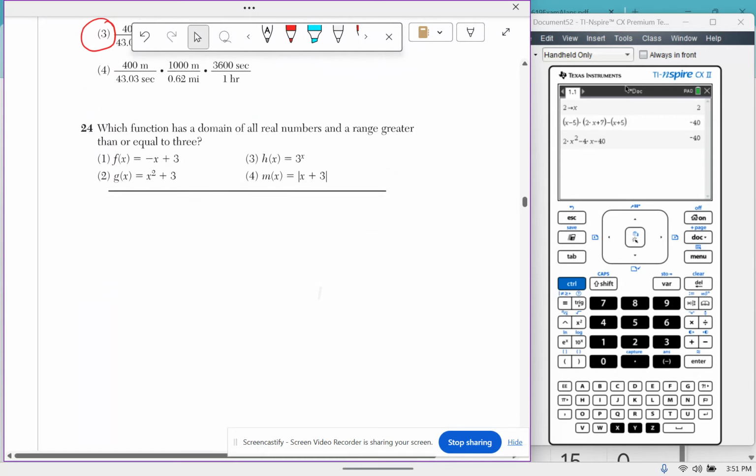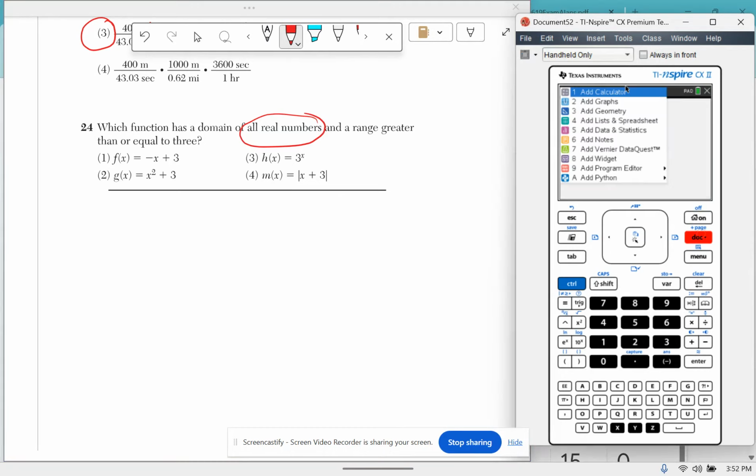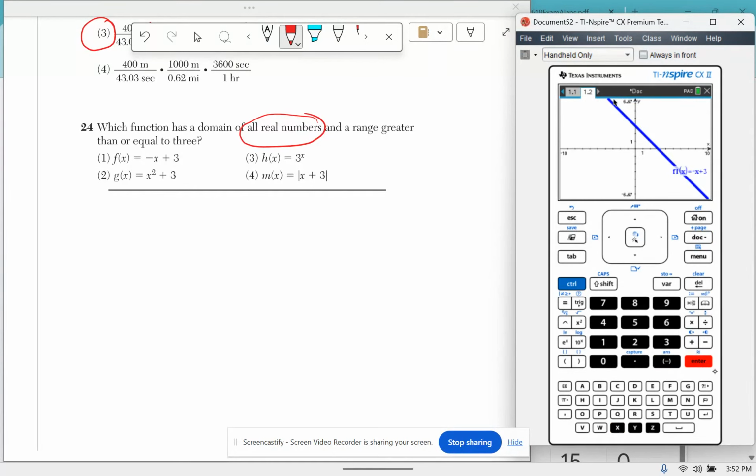24. Which function has a domain of all real numbers, meaning the graph has no start or stop, and a range greater than or equal to 3? Okay, well, let's graph all of these and see what they look like. So in the first one, I have negative x plus 3. When I graph that, it definitely has a domain of all real numbers, right? If I zoomed out, I could just keep zooming out forever. It could take on any x value, and it's fine.